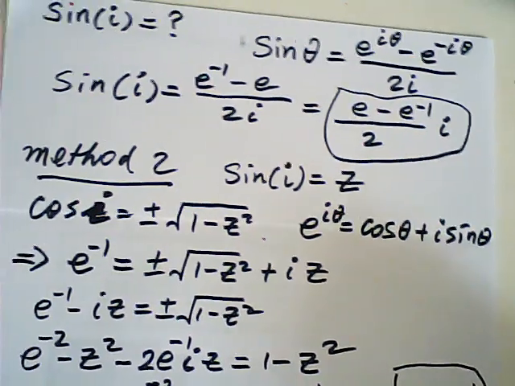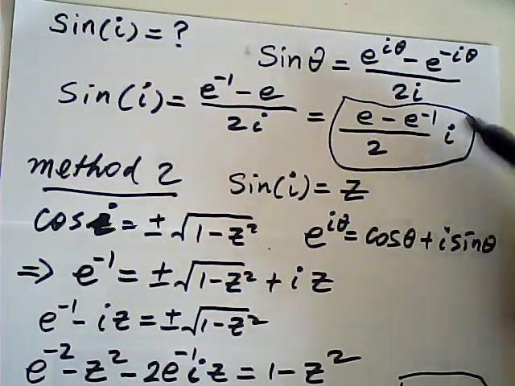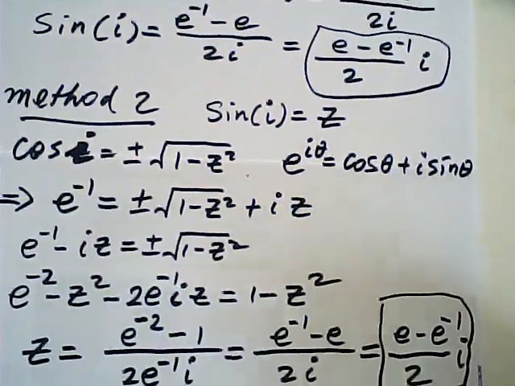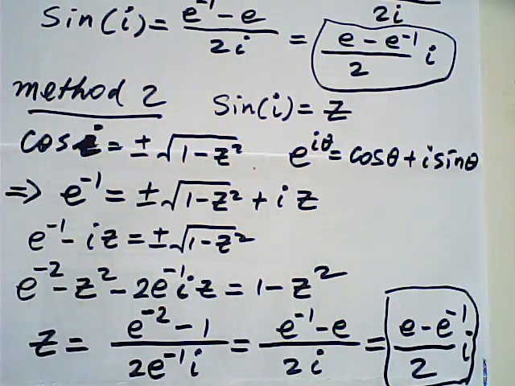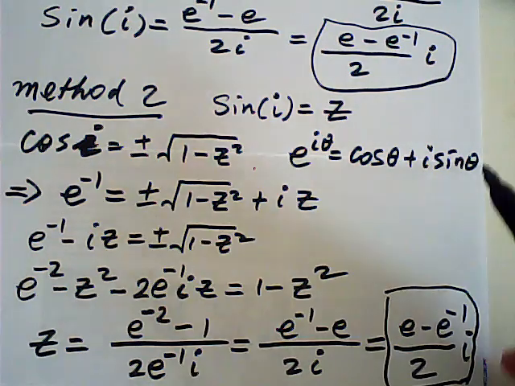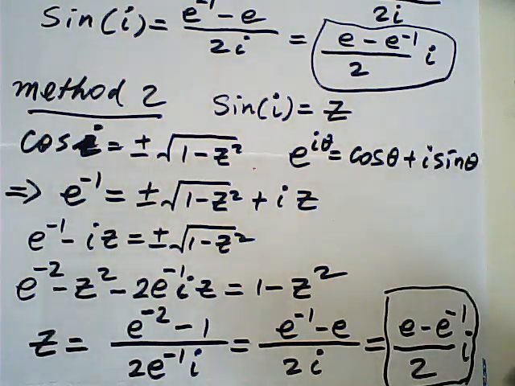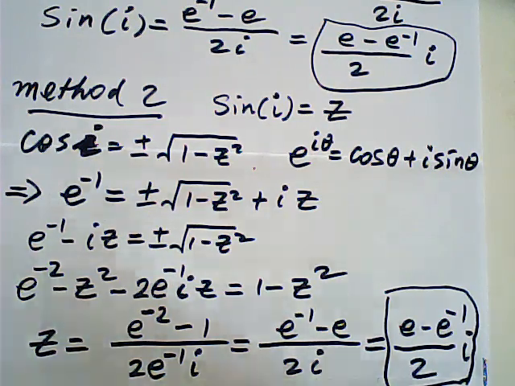Okay. The first method is straightforward, if using the formula. The second method is we use a rather more basic Euler's formula. It's more basic. So both methods are good.